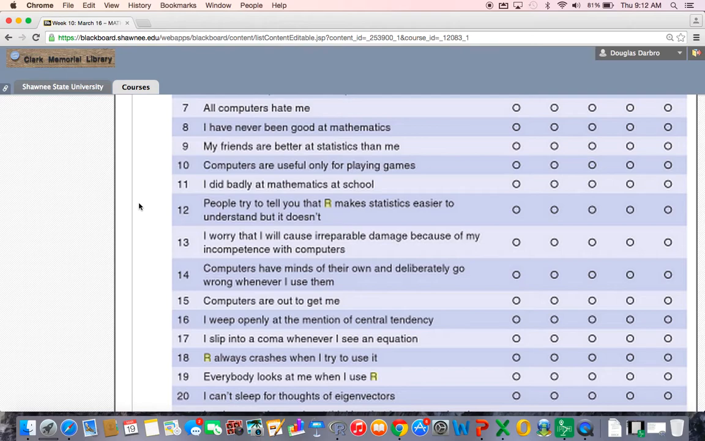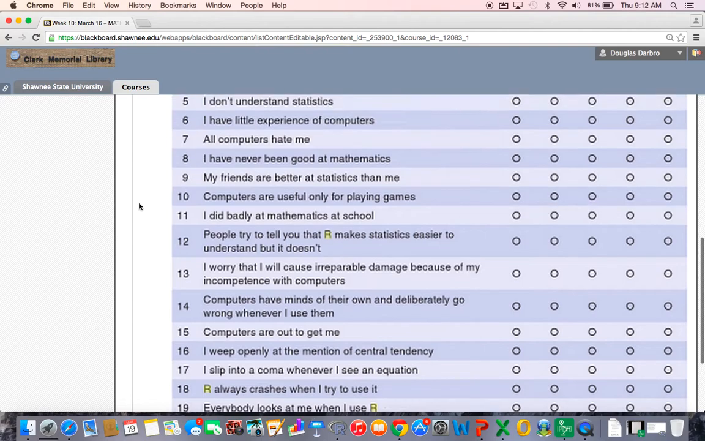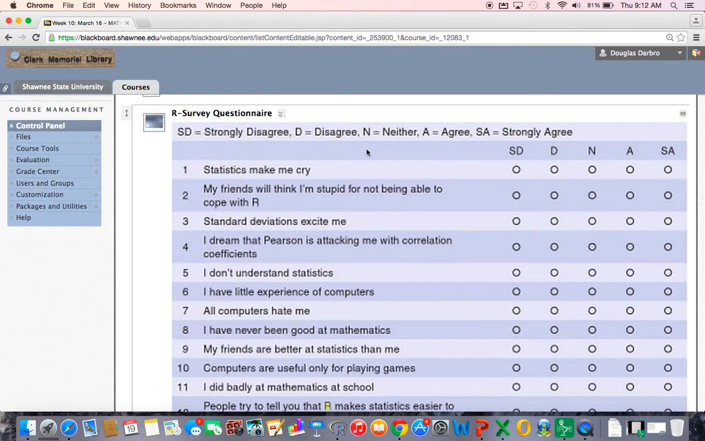Anyway, when I look down through these 23 items that they gave to almost 3,000 students, everything I read down here, and again, let me back up a little bit. These responses are on a Likert scale, so strongly disagree, and so on and so forth. But notice that statistics makes me cry. Strongly agree, to me, indicates a strong frustration level. My friends will think I'm stupid for not being able to cope. Strongly agree, strongly frustrating.